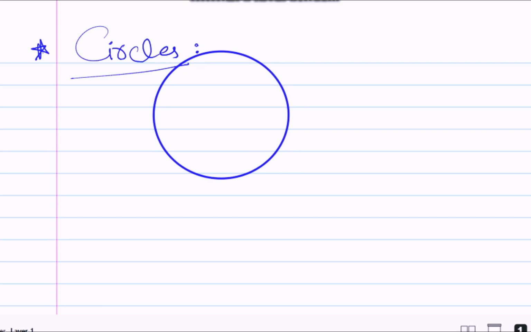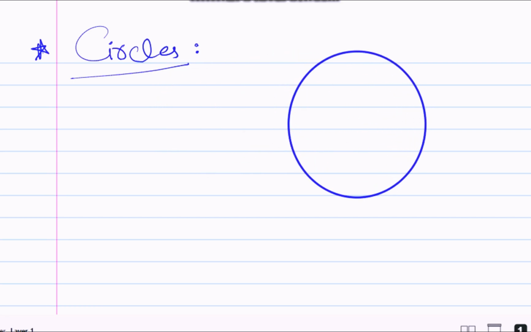Now let me start about circles, which is very important. What is a circle? We talked about this also in our previous lecture, and this circle is very important. Please remember this one. Let me draw a circle for you. This is called the circle.